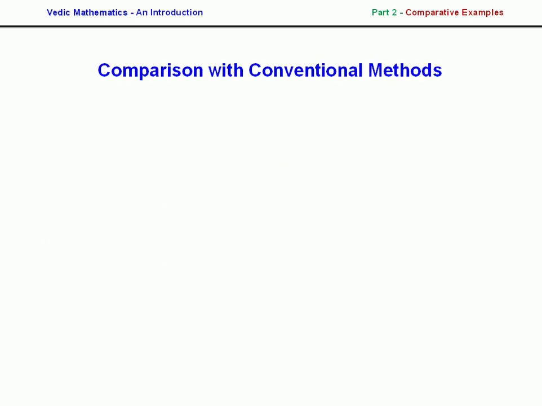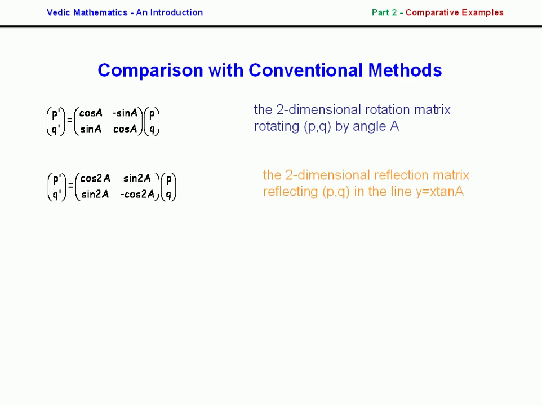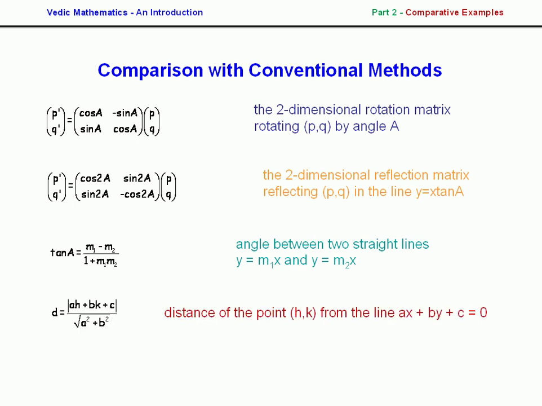So just a comparison of 4 of these methods here. This is the two-dimensional matrix for rotating a point about an angle, A. And this is the matrix for reflection. This is the formula for the angle between two lines and the formula for the distance of a point from a line. All of these can be solved using triple addition or subtraction. So one method that unifies all of these. This is one of the key features of the Vedic system, how it unifies different areas of mathematics, makes it much more coherent and integrated.